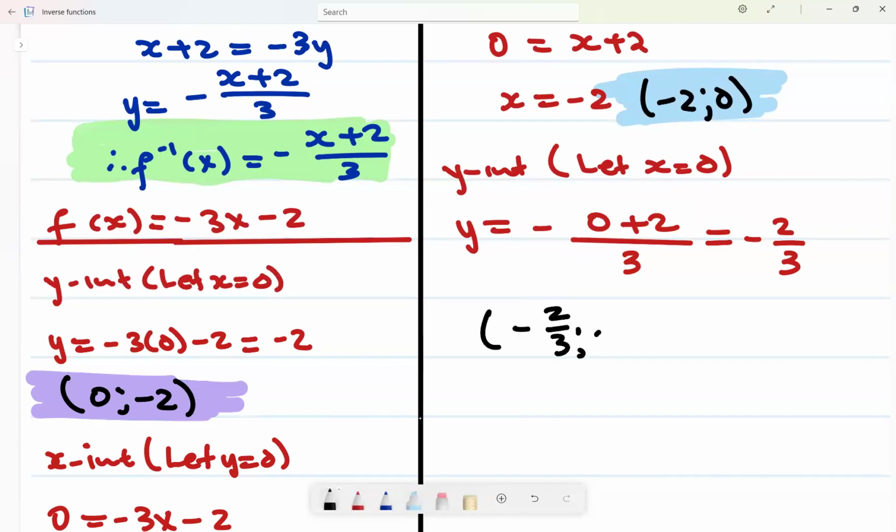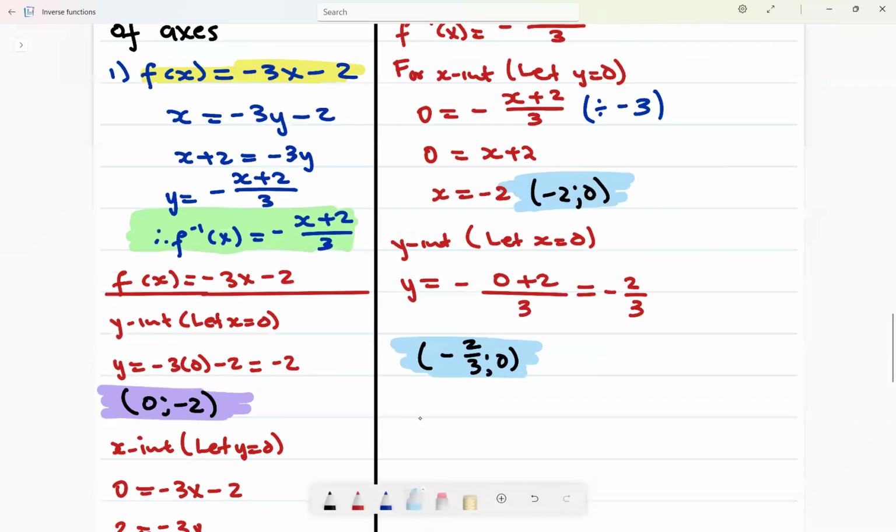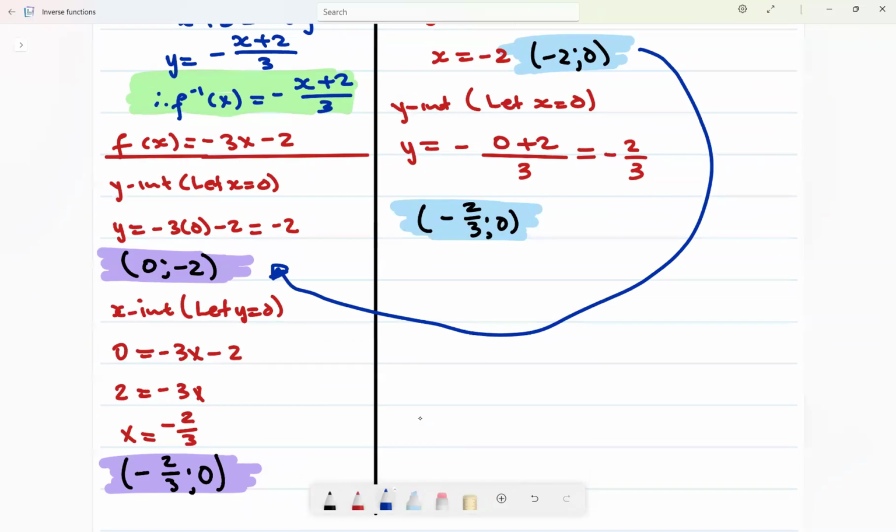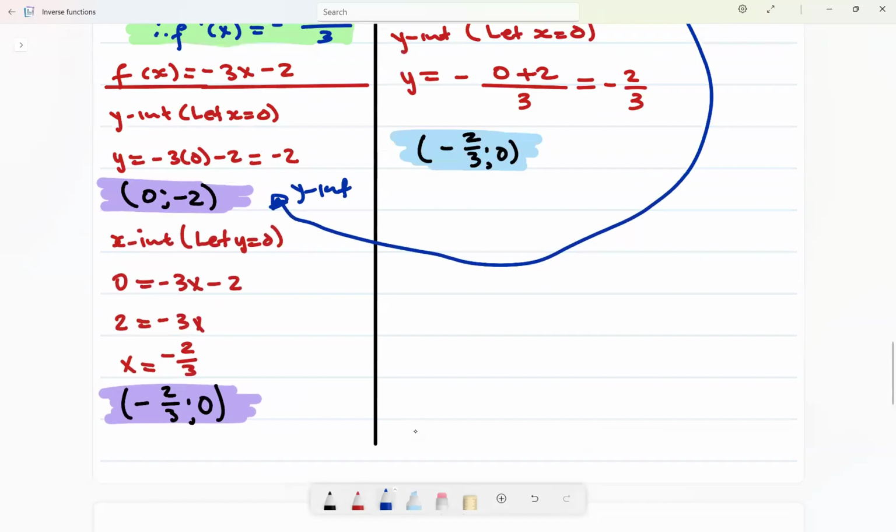How much was my x? My x was 0. But I want you to see something. We found negative 2/3 somewhere. We found negative 2 somewhere. When I try to do this, can you see now? This is the very same coordinates as that one. Okay? But now, this is the y-intercept here, but here it is the x-intercept.